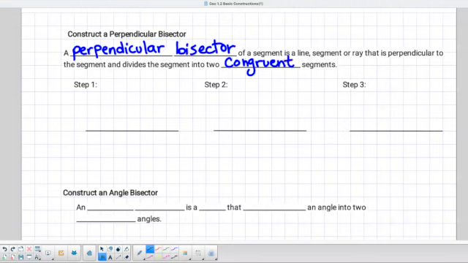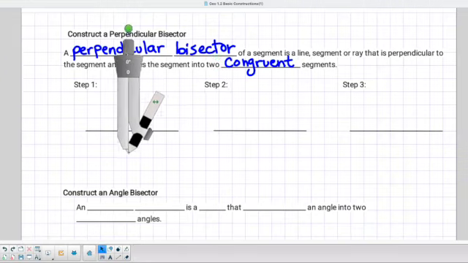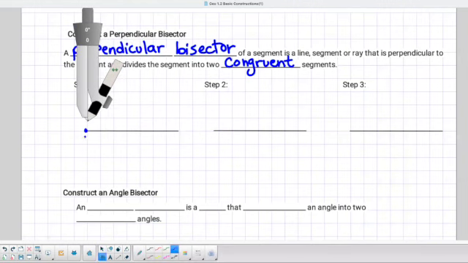So for the first step, we're going to grab your compass. And we are going to label our endpoints as point A, and we'll label the other one as point B. And we can go ahead and do that for all 3 steps because we're going to need that. And we'll just practice it multiple times.